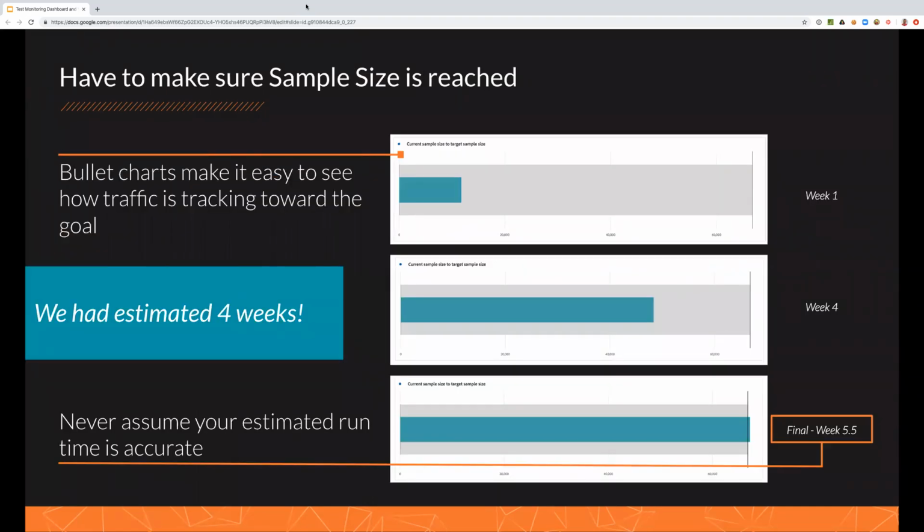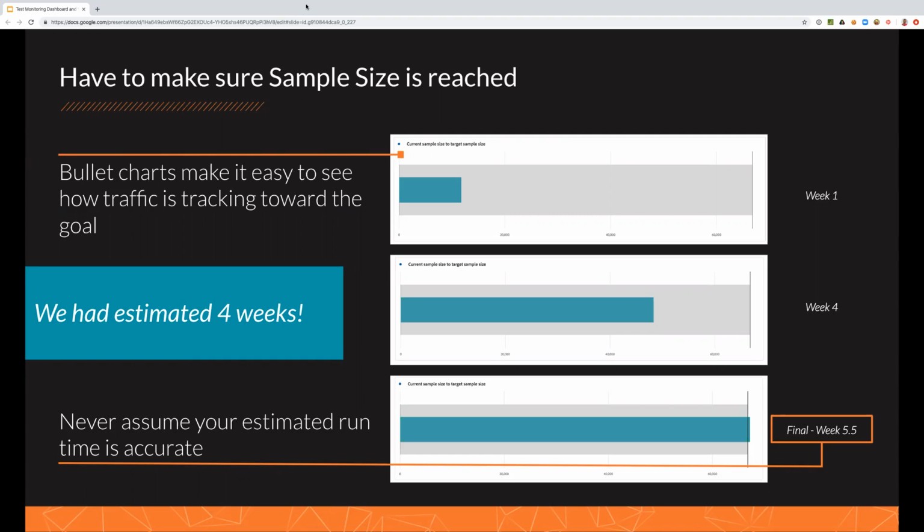And then the next visual we use is for sample size. We just use a bullet chart here where it's really easy to see. Our goal of unique visitors was over 60,000. I think it was 66,000 for the test we ran. And each week you can see that blue bar marching towards the goal.